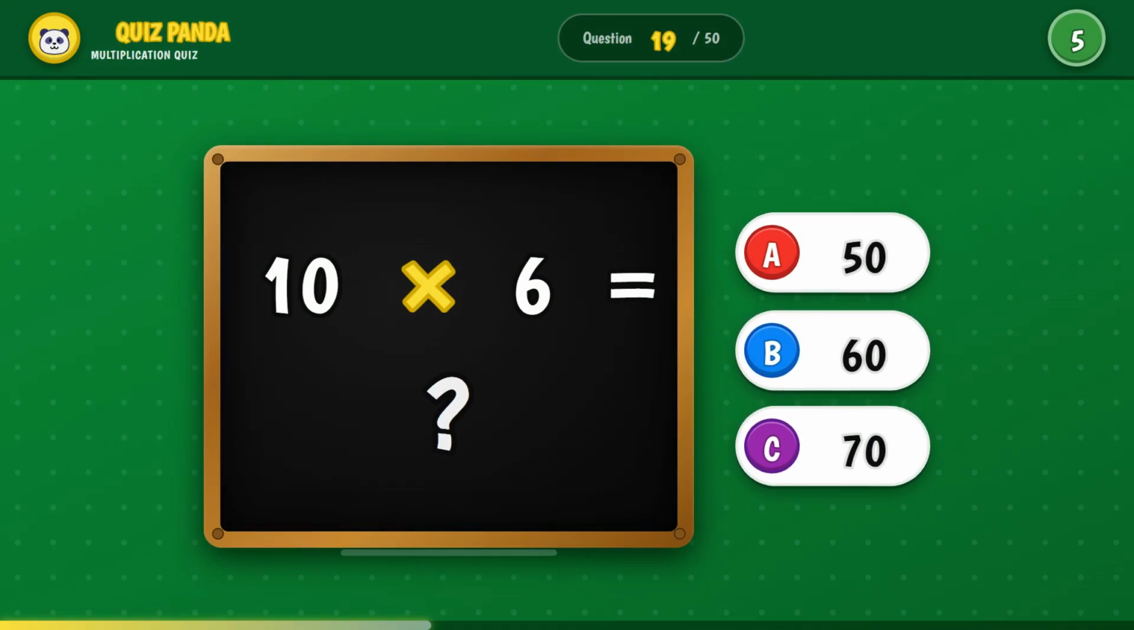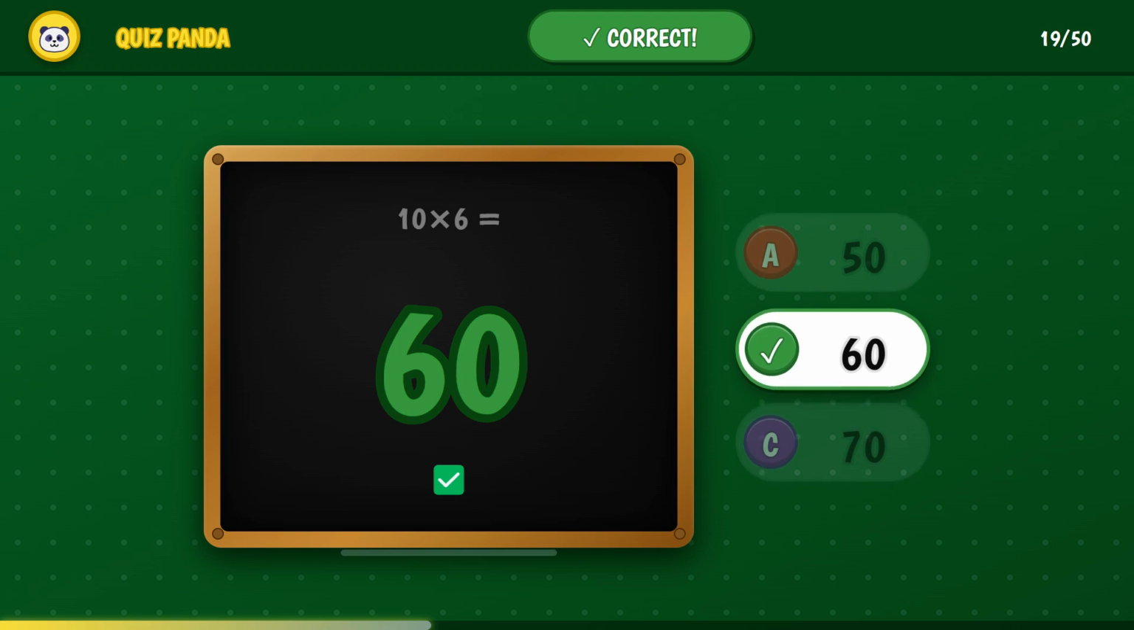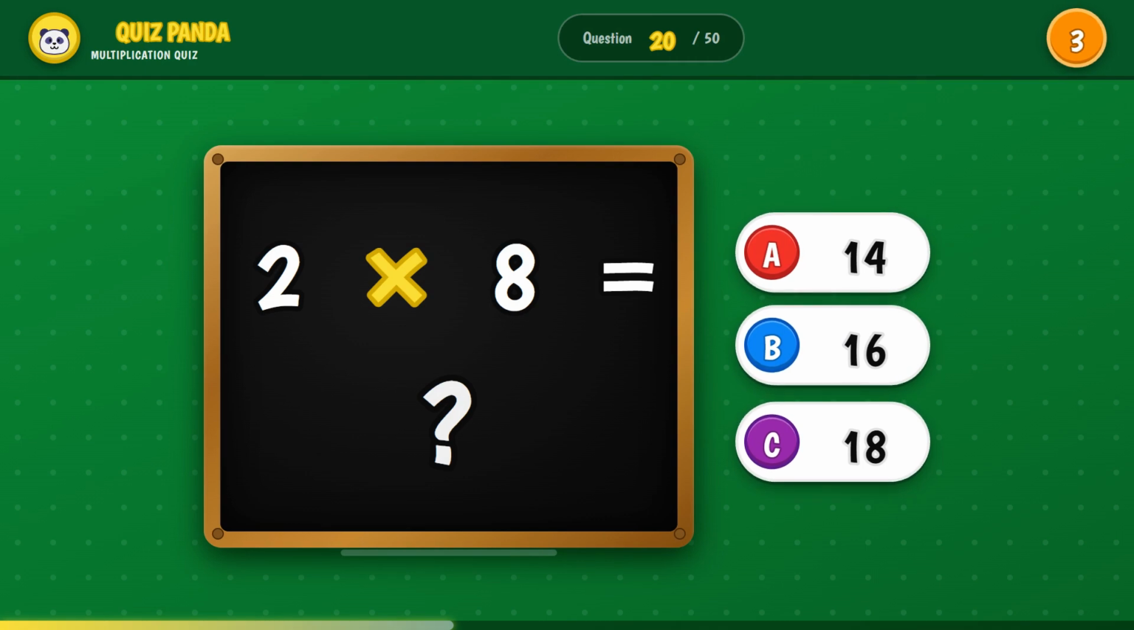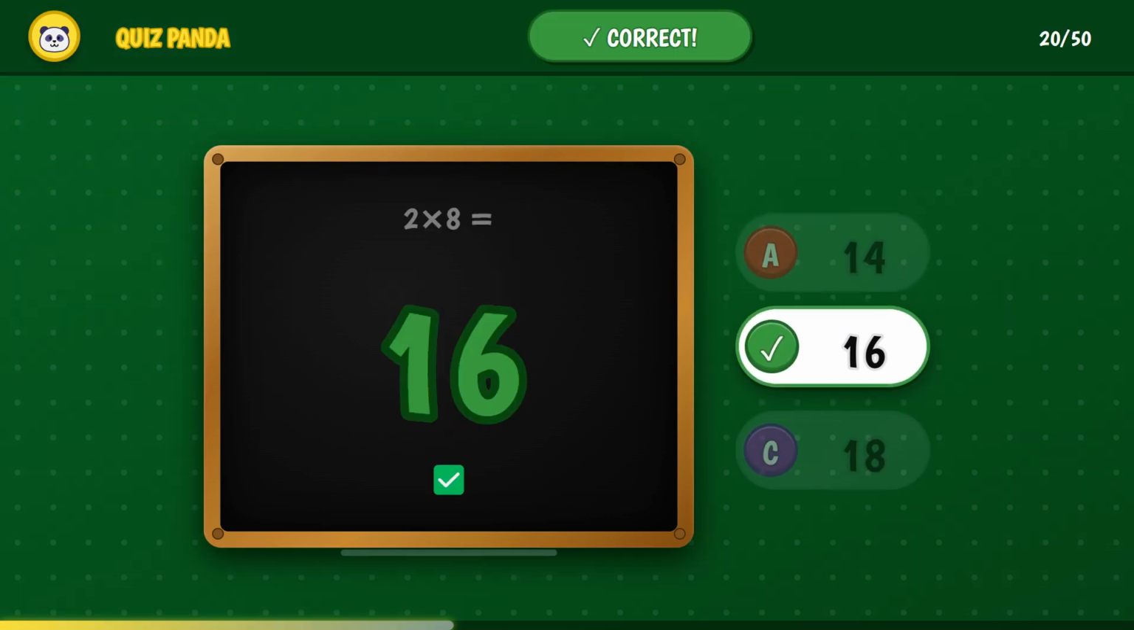Question 19. What is 10 times 6? The correct answer is B, 60. Question 20. What is 2 times 8? The correct answer is B, 16.